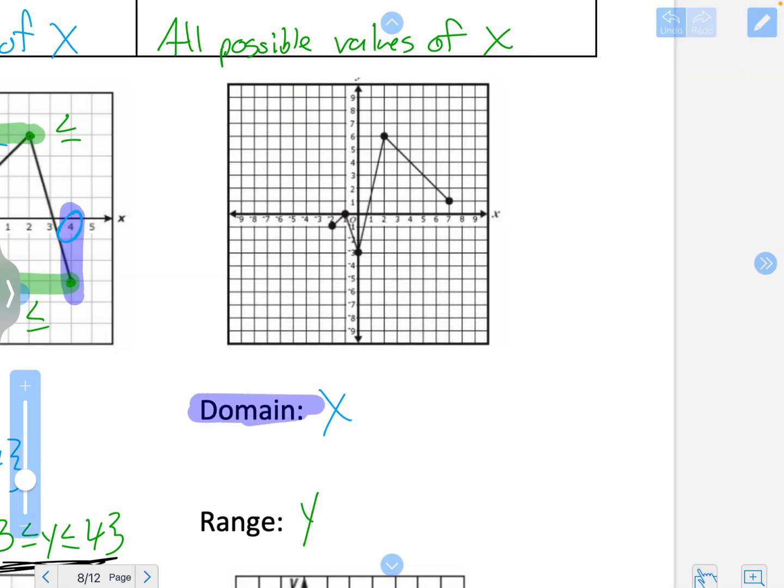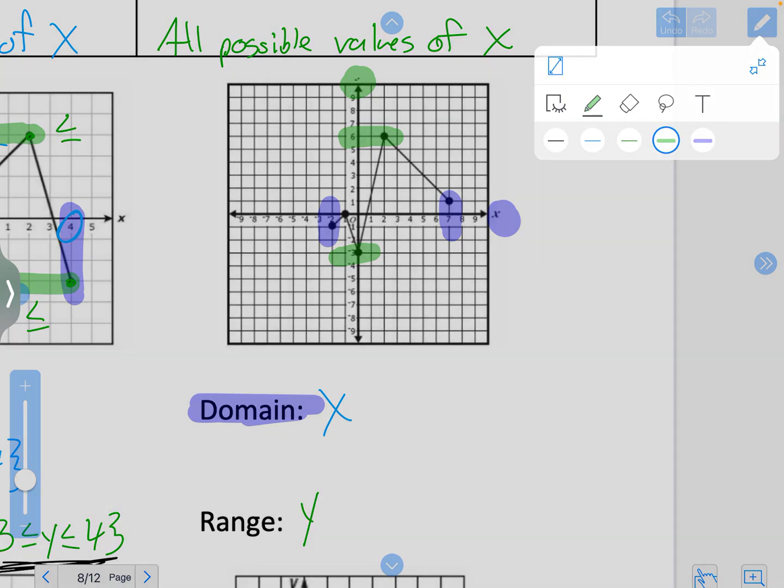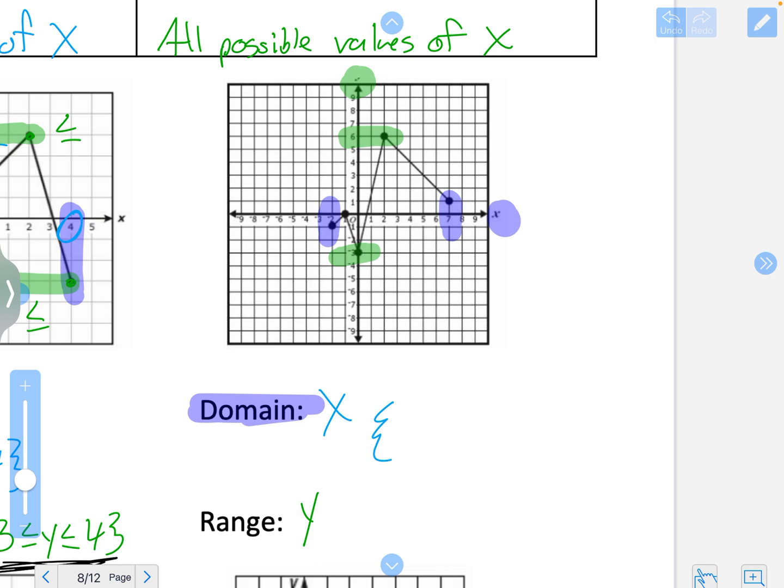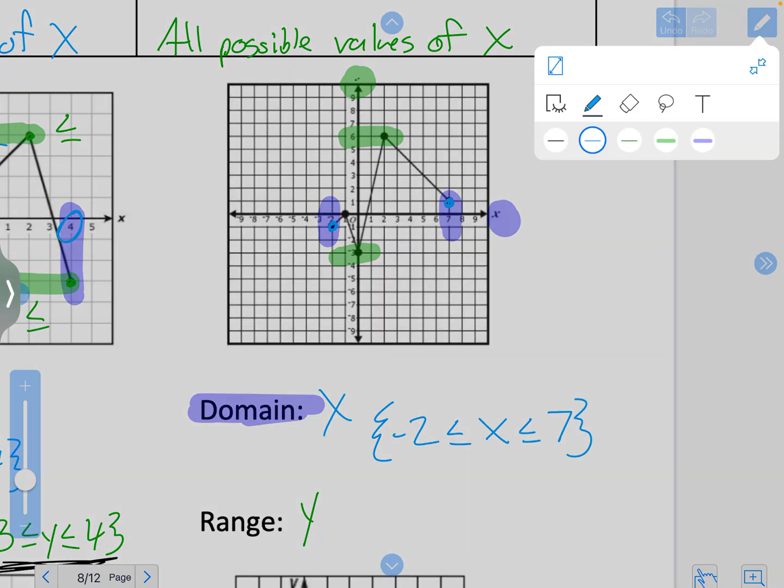So domain is x, so that's our x-axis, so that's the furthest to the left I go and the furthest to the right that I go. My range is our y, which is up and down, so the lowest that it goes is there, and the highest that it goes is there. So, fancy brackets, my smallest number for domain is -2, less than or equal to, because it's a filled in circle, x, less than or equal to 7. Again, less than or equal to because it's filled in.